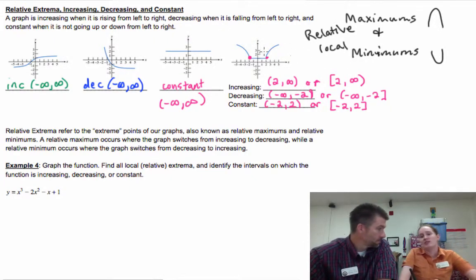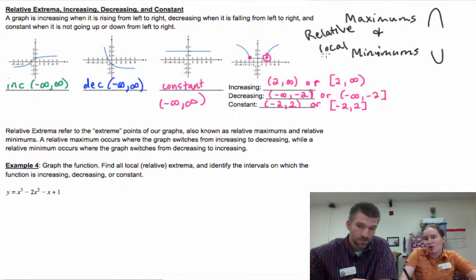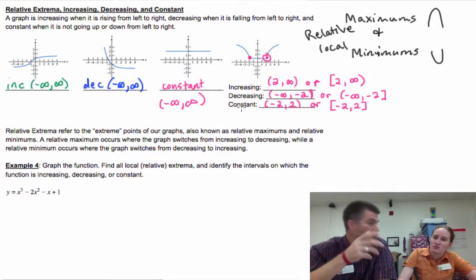Now, if you ever did have a situation where there was an open circle here, you would have to put parentheses, because it's not equal to there. The only reason that there's disagreement on this is because we're actually kind of at a corner point.